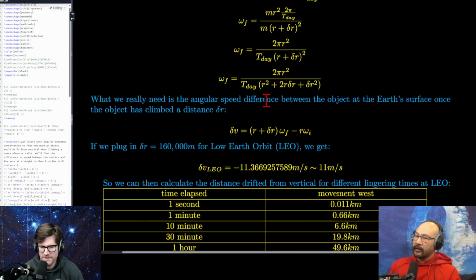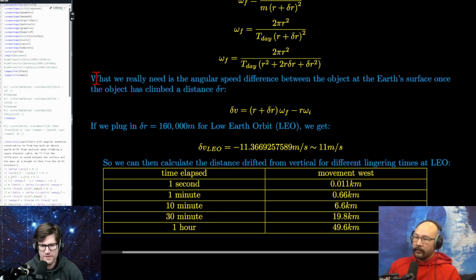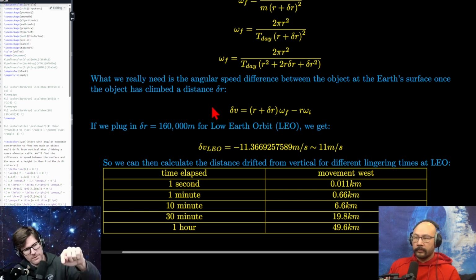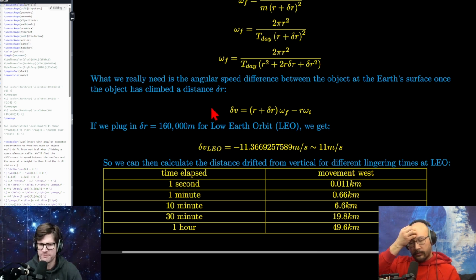What we really need is the angular speed difference between the object at the Earth's surface and the object once it has climbed a distance delta r. An object sitting on the surface at the equator is moving because the Earth is spinning. As the payload climbs, its angular speed is decreasing, so it's going to start to fall behind the object on the surface of the Earth at the equator, which the person on the surface will interpret as a drift westward.